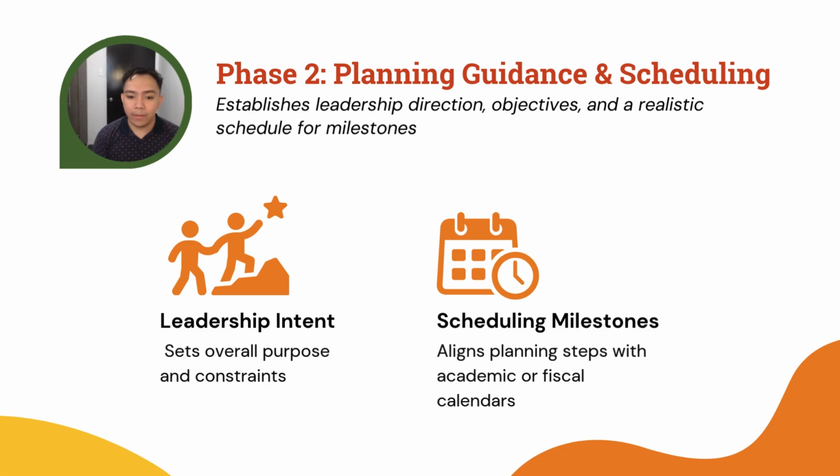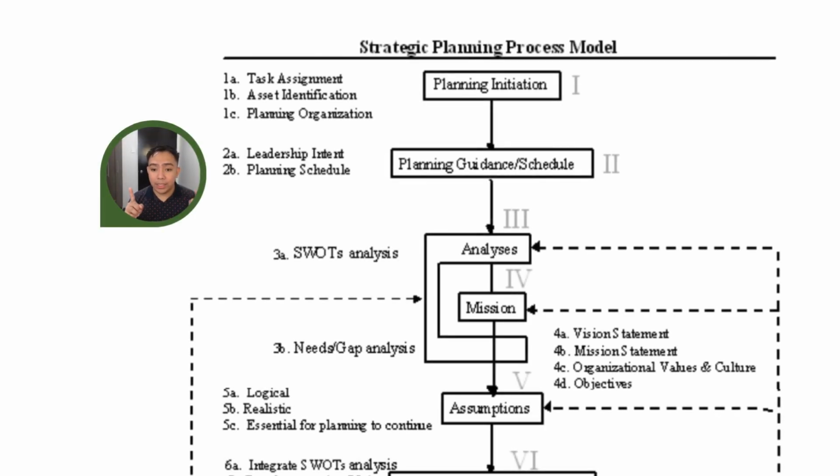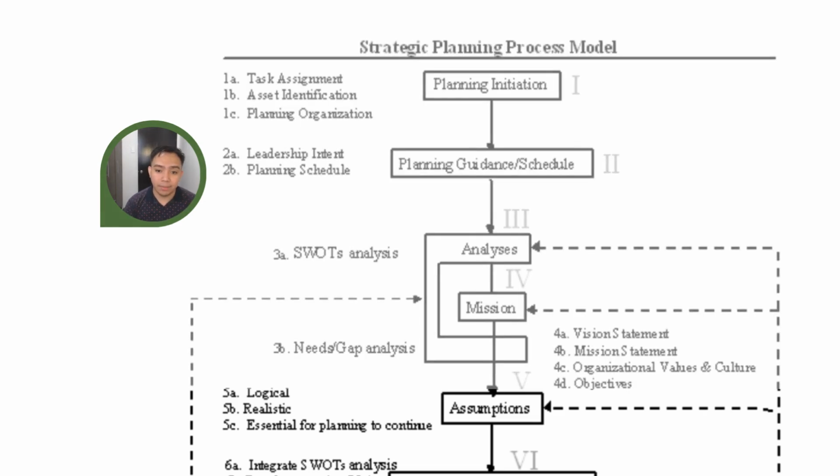Then we identify which milestones are critical and which have flexibility. It also has to align with other relevant calendars in the institution, like fiscal or academic years, so that we can determine target dates. These are important discussions here. In this particular phase, phase 2, as you can see there, it really includes just two things: leadership intent and planning schedule.